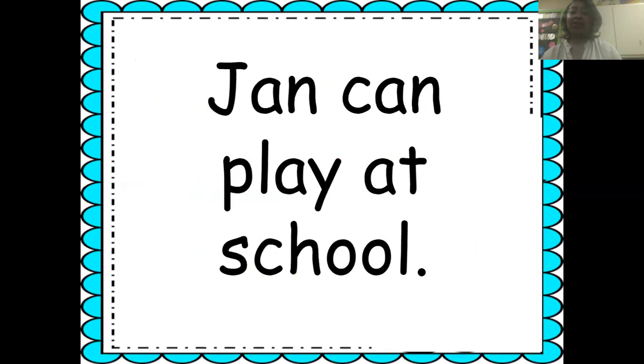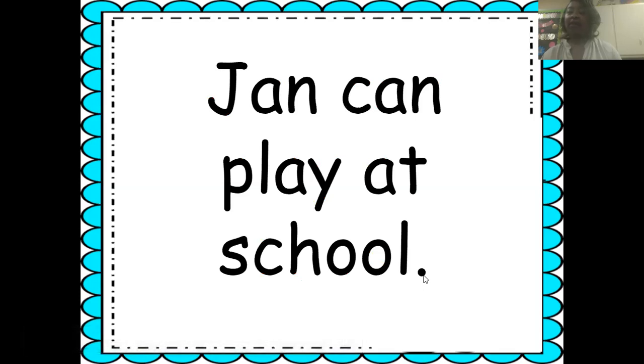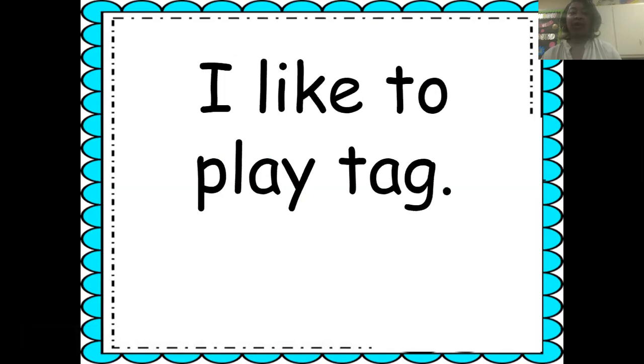Jan can play at school. I know this is a complete sentence because it tells me an entire idea. It begins with a capital letter and it has a punctuation mark. The capital letter is J and my punctuation mark is the period at the end. I use a period when I am being told something. There's my capital letter. There's my punctuation mark.